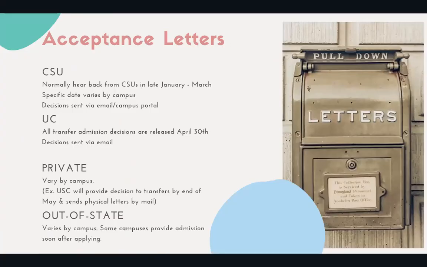And then acceptance letters. So students get acceptance letters in the spring. I know you applied back in November, October, some students in January if you applied to like Dominguez, for example, that allowed students to apply all the way up until January 15th. But whichever you apply to, you're not going to hear back until February, March. So mostly late January to March. Specific dates vary by campus.